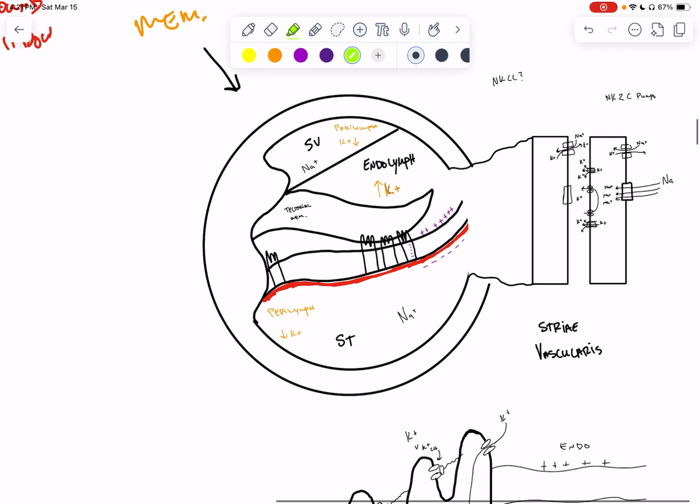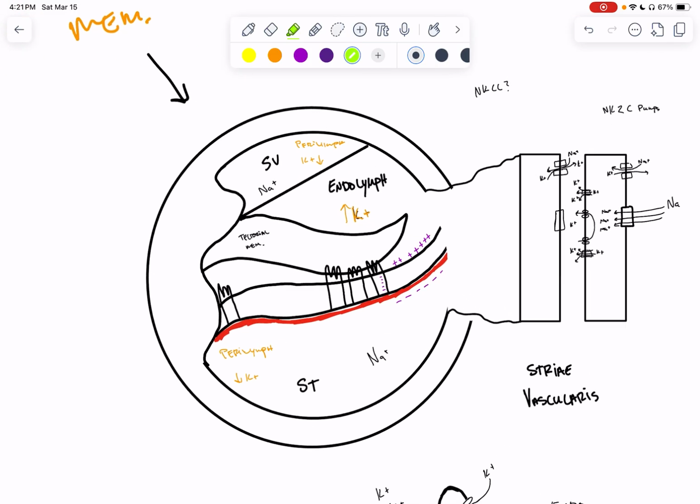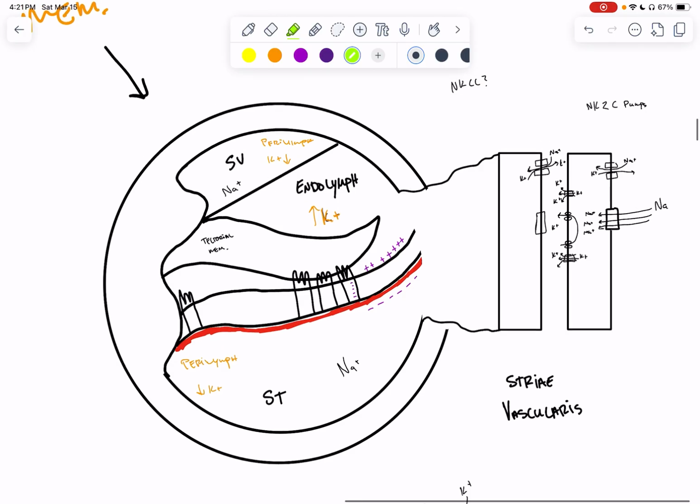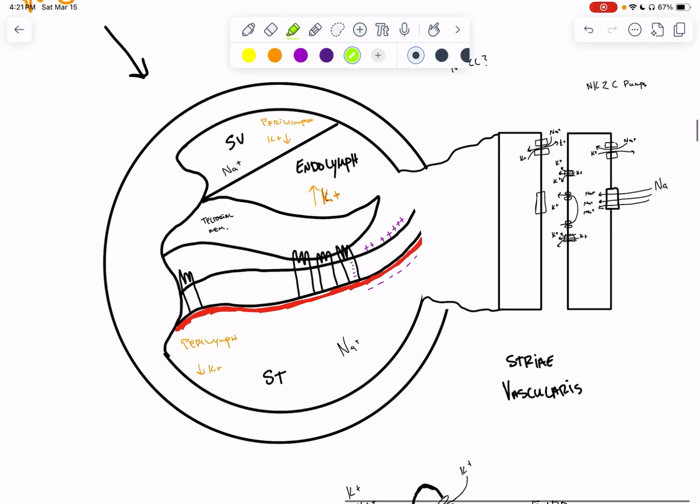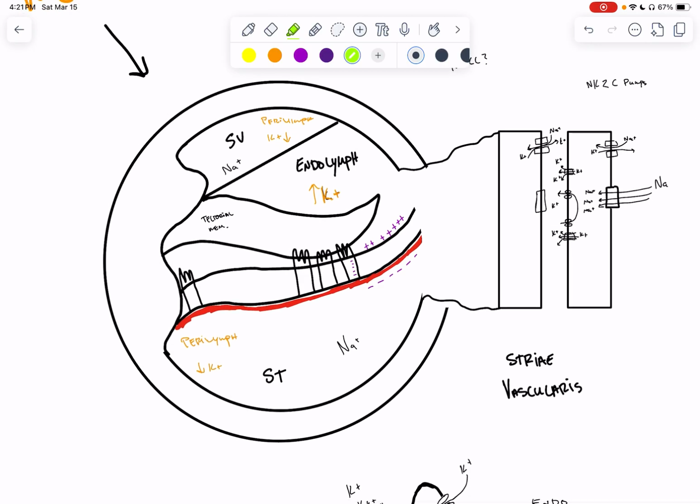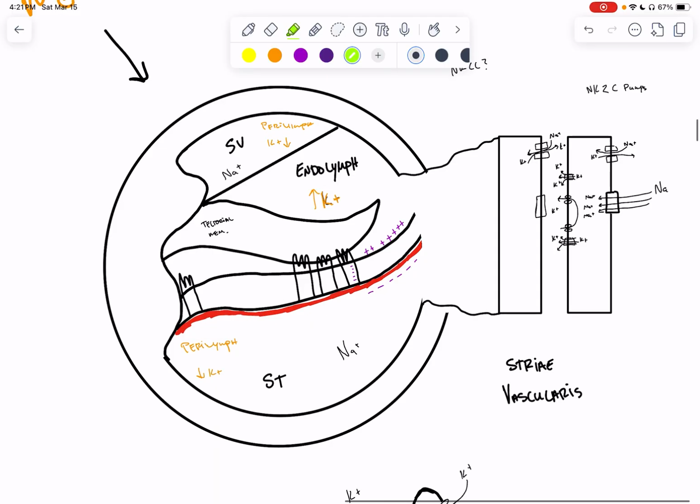Am I forgetting what this stands for? Okay, so here we have something called the tectorial membrane. I'm going to color it in here so it's easier to see.